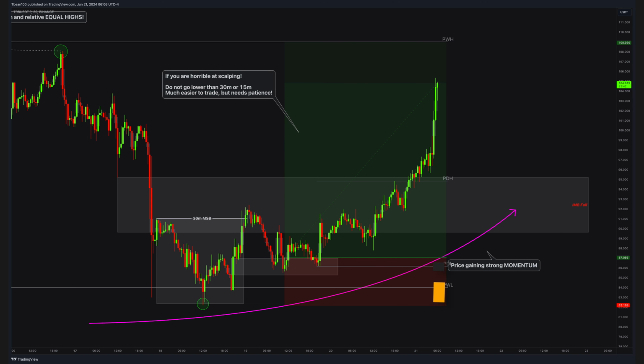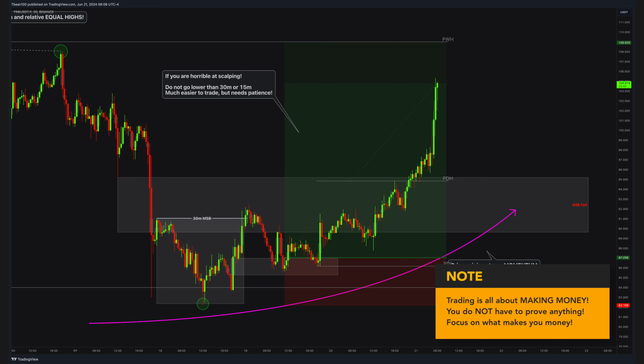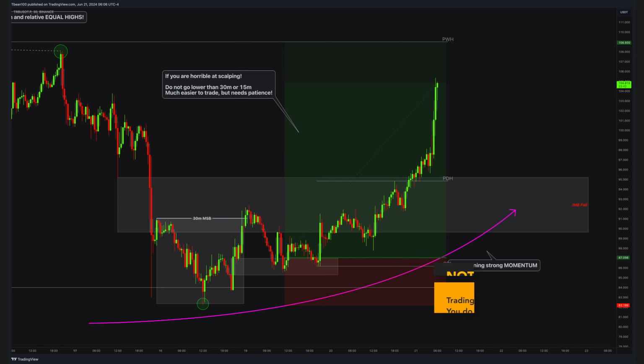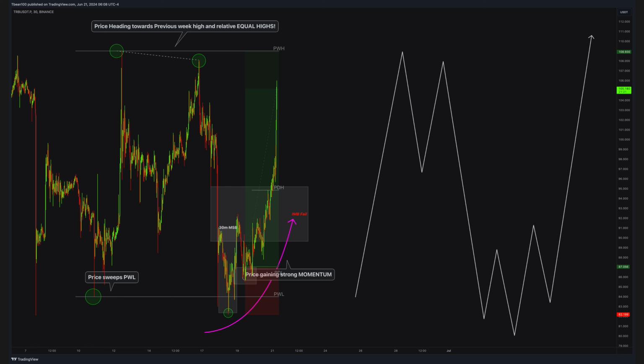Just make your entry, have this giant stop loss. Do not even ever look under 30 or 15-minute time frames. You are not doomed with 1-minute scalping. You have many options in trading life. Focus on what makes you money. So, what happened here? Price swept the previous week low. Structure changed, created our structure box with a nice imbalance area. And price swiftly started to move towards relative equal highs above with previous week high.